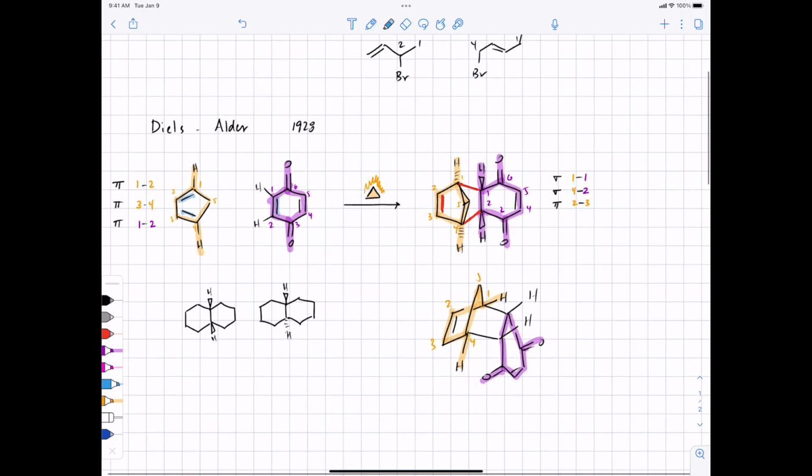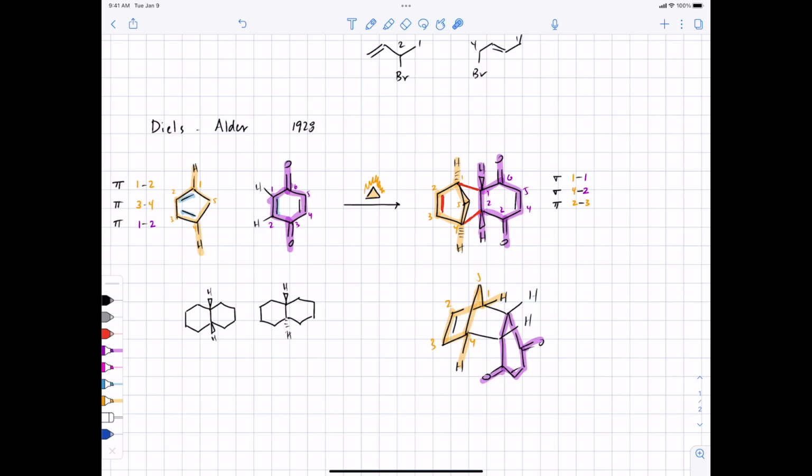Okay. So take a look at that. We're losing 3 pi bonds. We're replacing them with a new pi bond and 2 new sigma bonds. So based on your understanding of sigma versus pi bonds and their relative stabilities, is this reaction uphill or downhill in energy? Downhill in energy, or at least enthalpy.